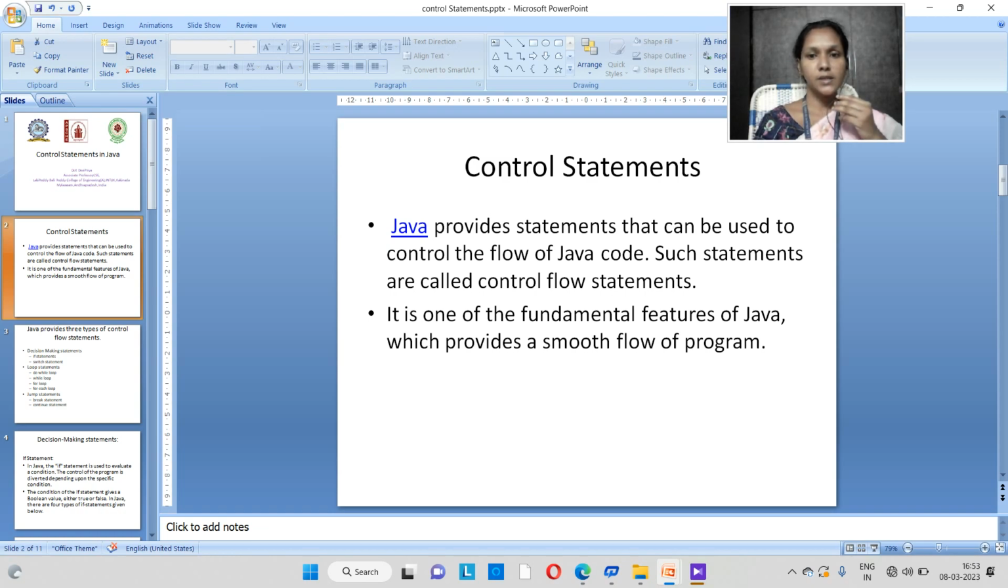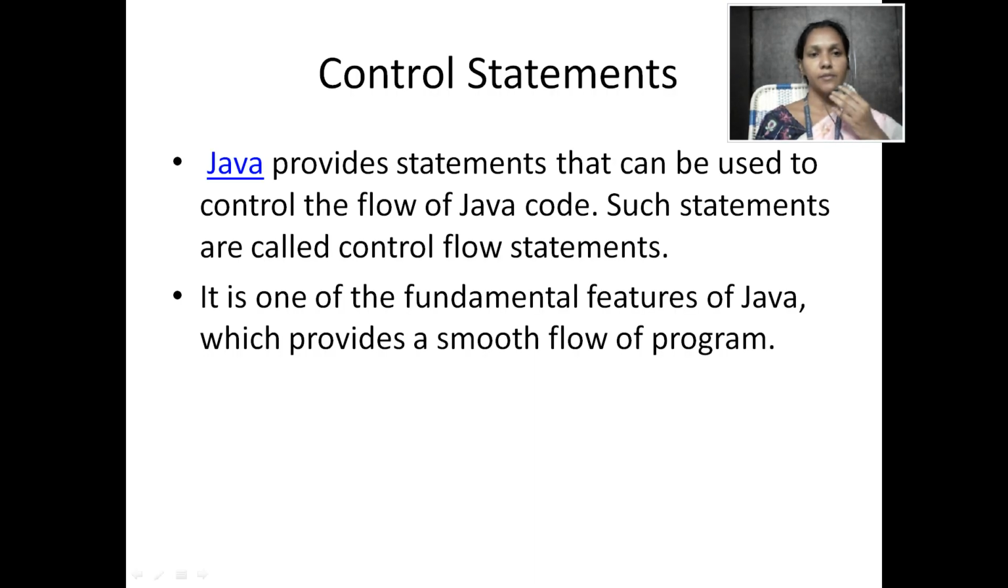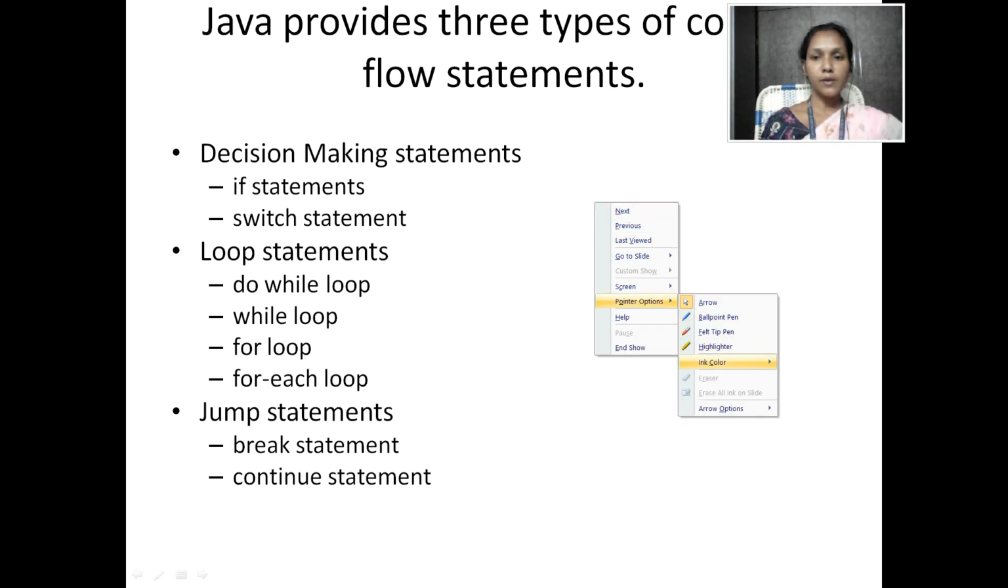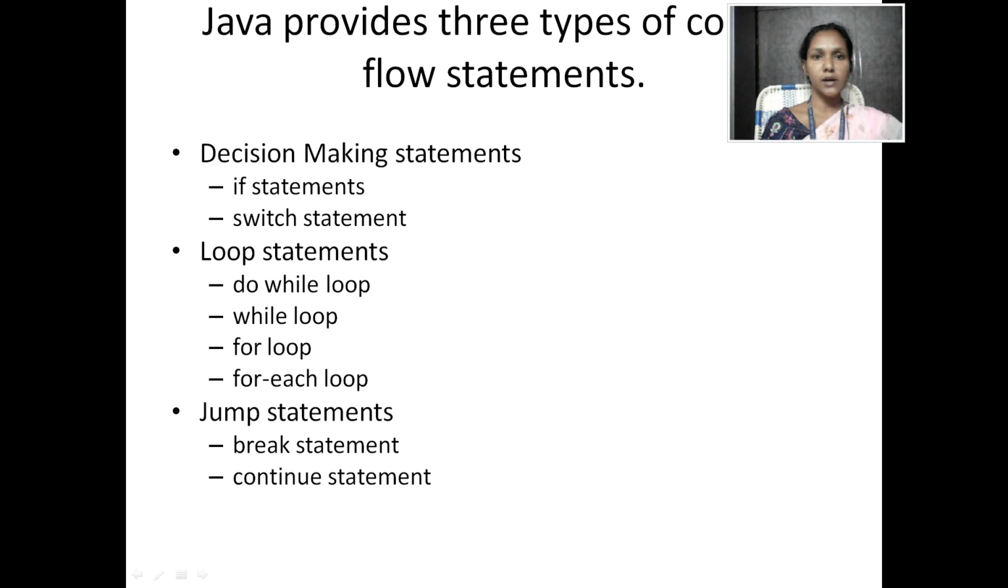Java provides three types of control statements that can be used to control the flow of Java code. Instead of a sequential flow of code, if you want to execute the code based on some conditions, that is possible with the help of control flow statements. What are the various types of control flow statements Java provides? Three types of control flow statements.